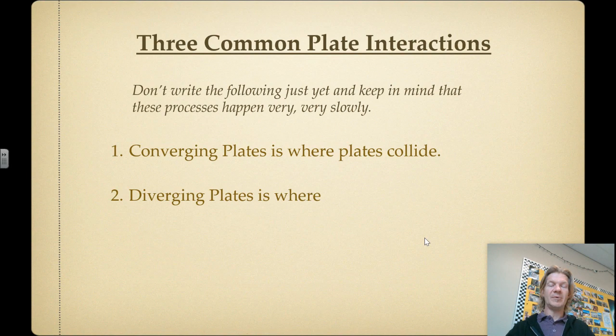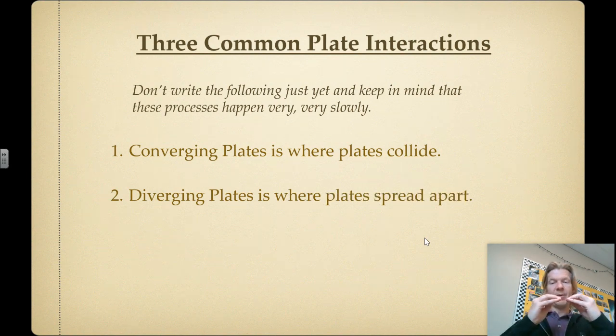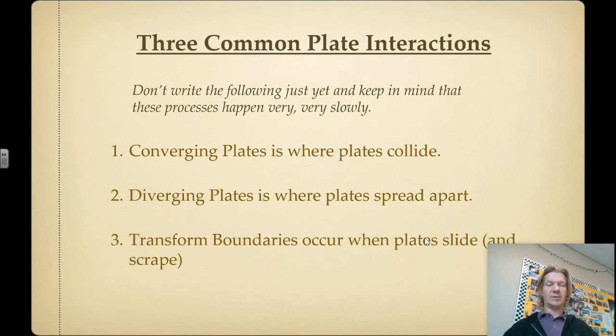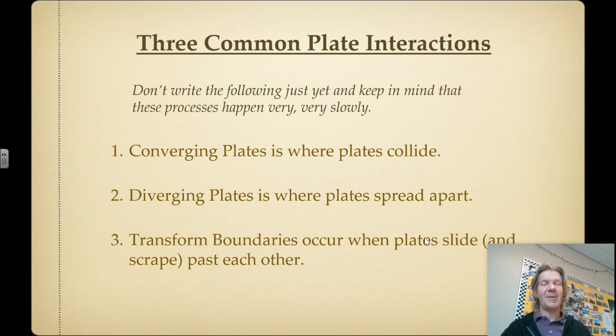Diverging plates, that's where plates are moving apart. And then you have this other term, I don't know why it changes, but they're called transform boundaries. And that occurs where plates slide past each other. And maybe it's because they transform the landscape so much. They kind of just scrape and they move very slowly, but they also get caught up, right? So remember, this is rock on rock. This is nice smooth marble.